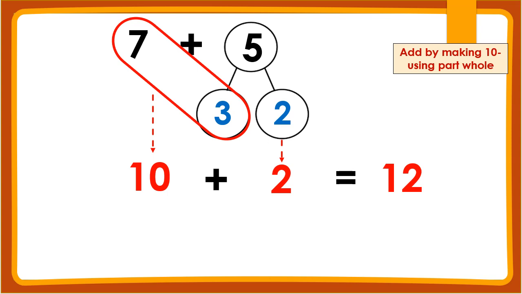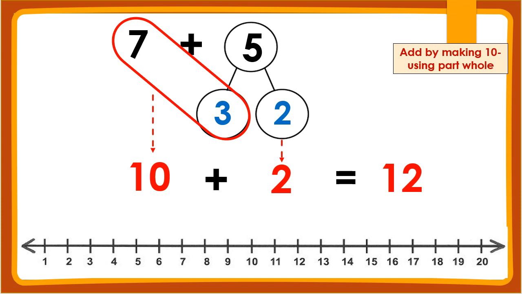And to show it on a number line, we start from 7 and then make 3 jumps to make 10. From 7 and 3 jumps to make 10. And then 2 more to get to 12.